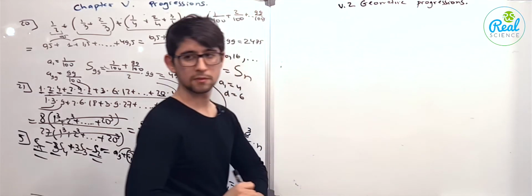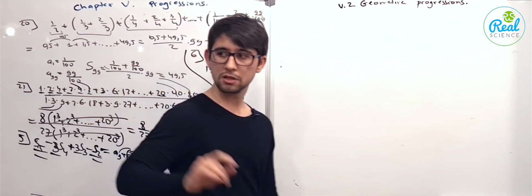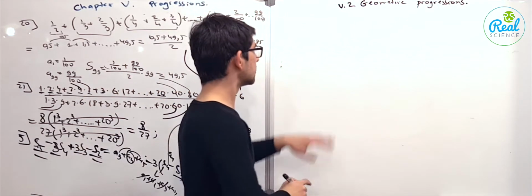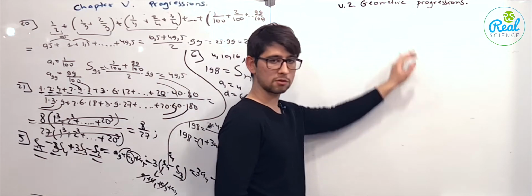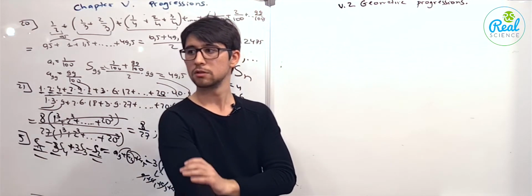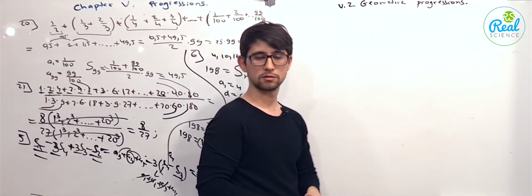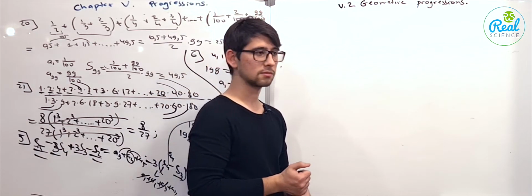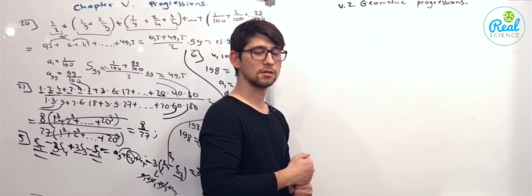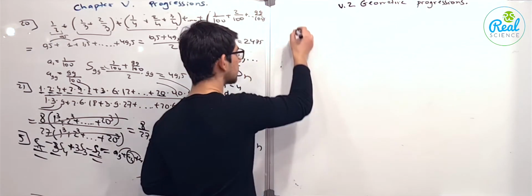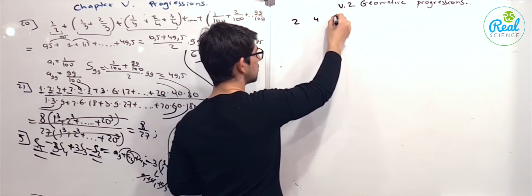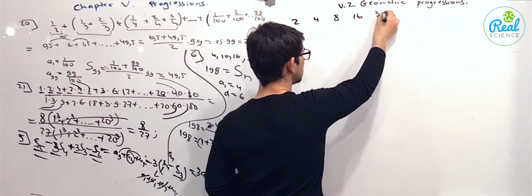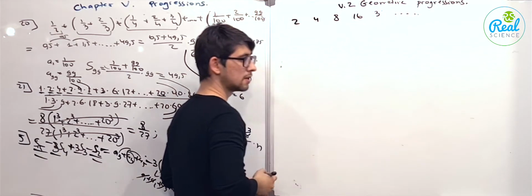Geometric progressions. Munisa, can you tell me the series of numbers that create a geometric progression? Yes. 2, 4, 8, 16, 32, and so on. Right?